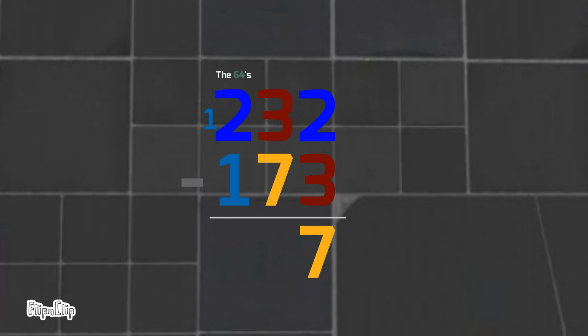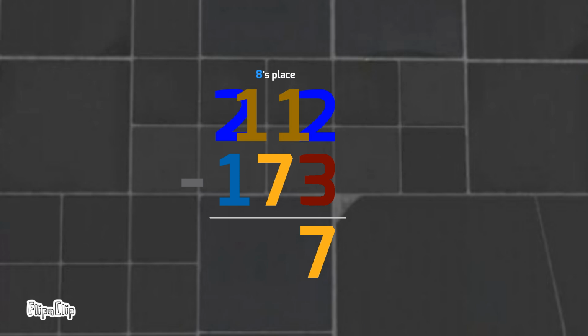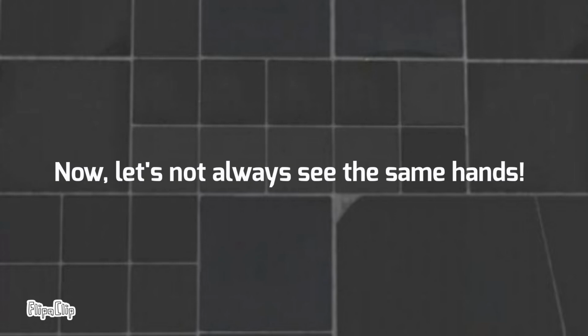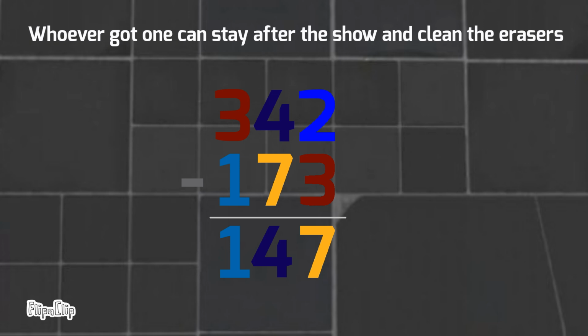From the 3, you then use 1 to make 8 ones. You add those ones to the 3, and you get 13 base 8, or in other words, in base 10 you have 11, and you take away 7, and 7 from 11 is 4. Now go back to the 64s. You're left with 2, and you take away 1 from 2, and that leaves... Now let's not always see the same hands. One, that's right. Whoever got 1 can stay after the show and clean the erasers.